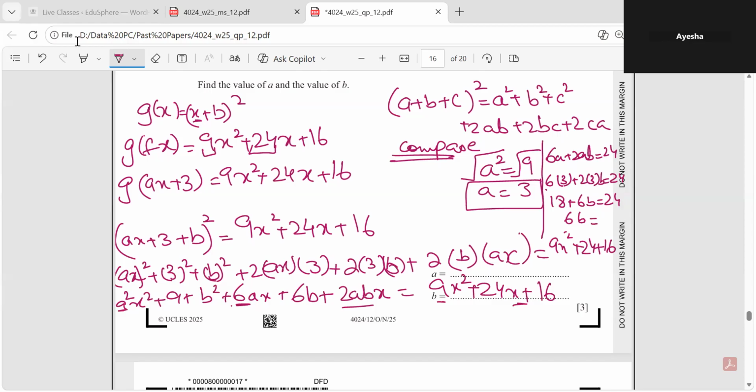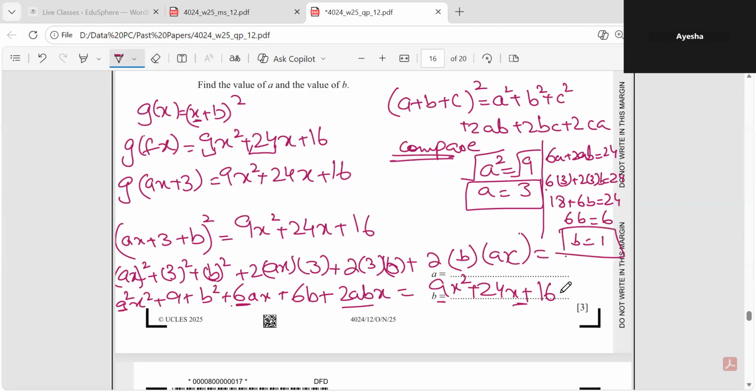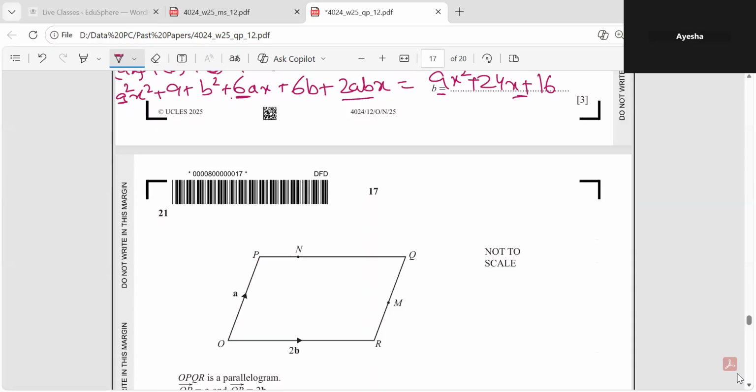I'm just erasing this side because I need that space actually. So I'm going to write here 6b is equals to 24 minus 18, which is 6. And this will be b is equals to 6 divided by 6, which is 1. So b is 1 and a is 3. So this is the done question.